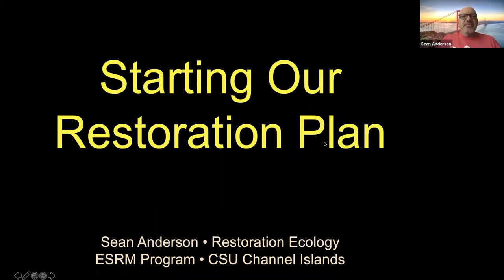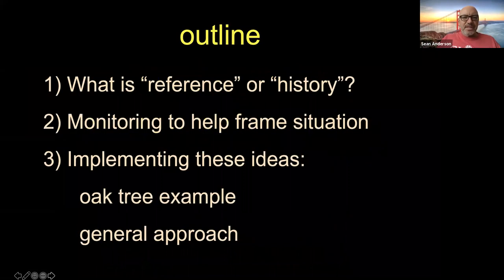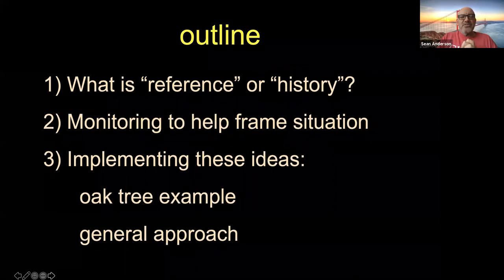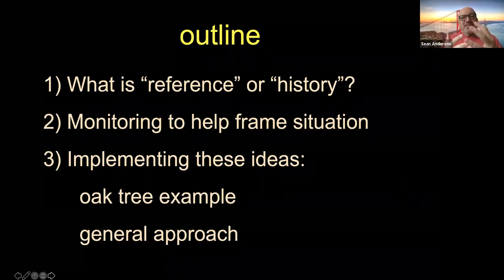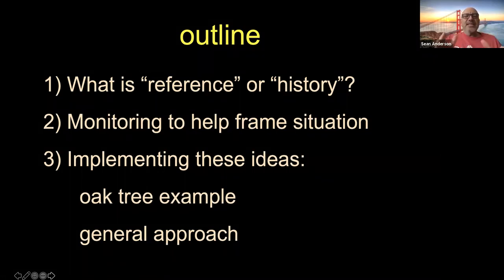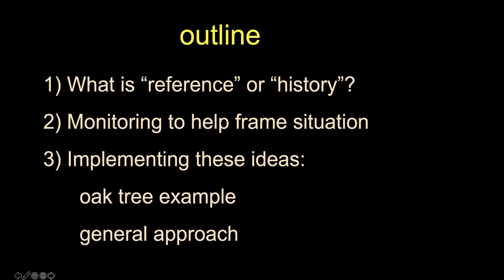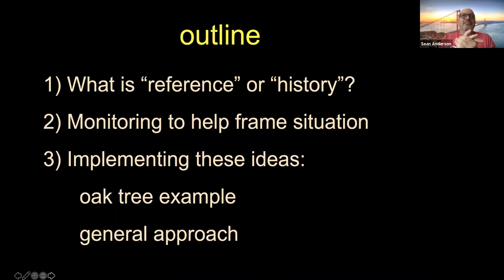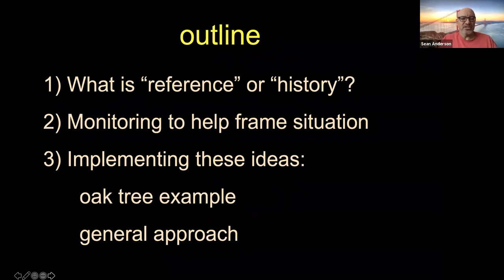All right. So let's get back to starting our restoration plan. So again, last time we talked about reference sites at the conceptual level and how we might use existing monitoring or begin some monitoring to inform our ideas. And I want to keep that going here. I'm going to talk about a couple quick examples and then get into a very specific one about oak trees. Oak trees aren't the classic thing you might think about in terms of wetland restoration, but I think this example is a useful one in terms of how conceptually we might go about figuring out what our targets should be or how we might initially start to plan or frame our restoration.